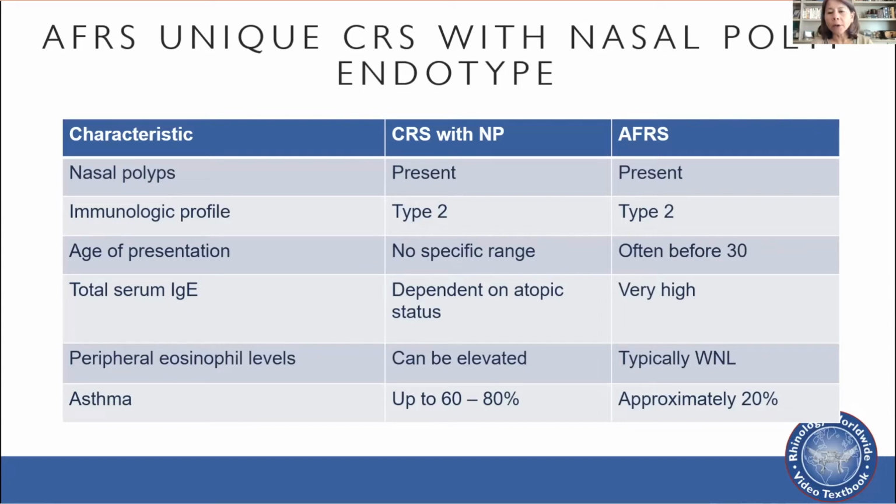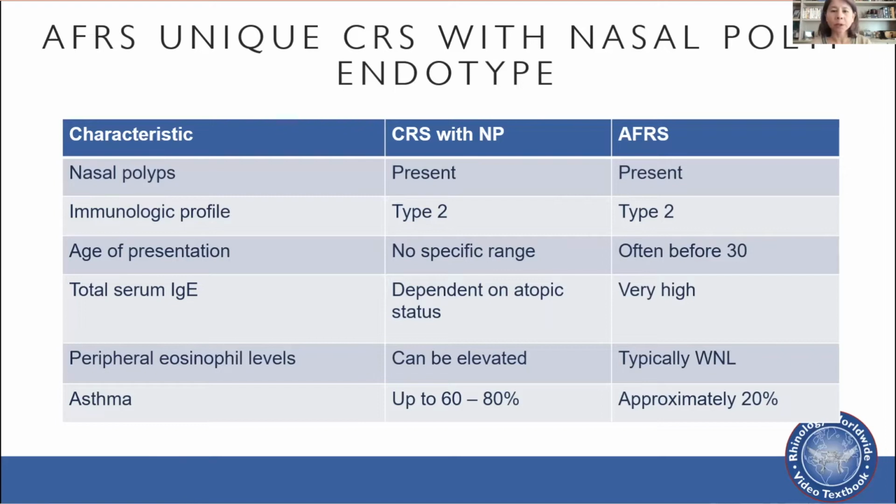And finally, although the original 1987 paper described these 15 patients, most of which had asthma, it turns out that the prevalence of asthma is very different in AFRS patients versus other CRS with nasal polyp patients.